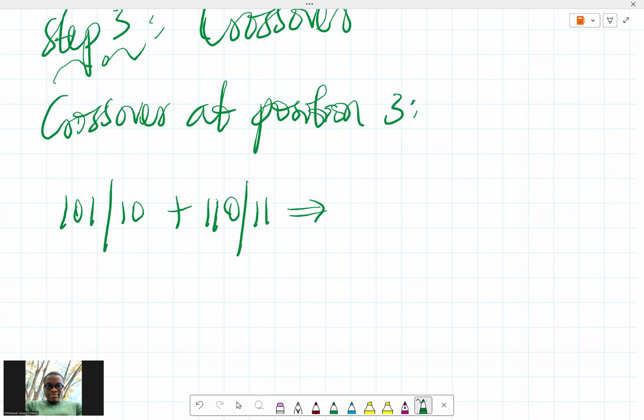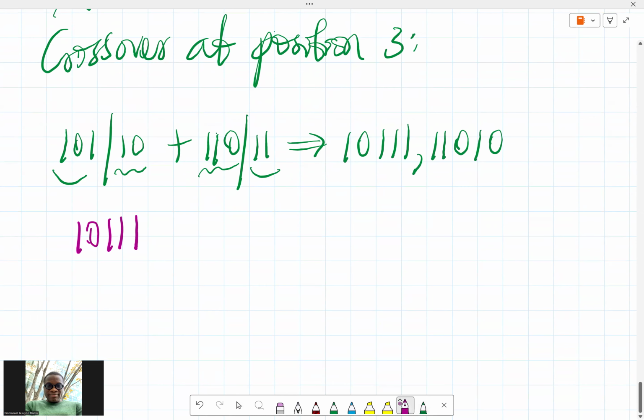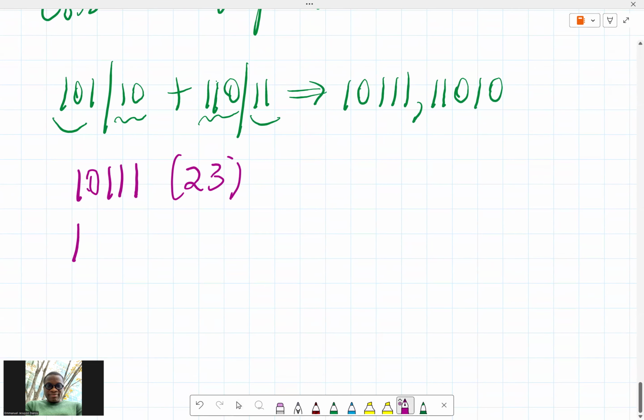Okay. And if you cross things over like this, what do we get? So we get 10111. Okay. So this is this 10 and this 11 like this. And then another possibility we can get would be this one, 110 and 10 like this. So this is 11010. All right. So from there we have crossed over, and then we are going to have two new possibilities. We have 10111, and that tallies with 23. Okay. And then we have 11010, which tallies with 26.